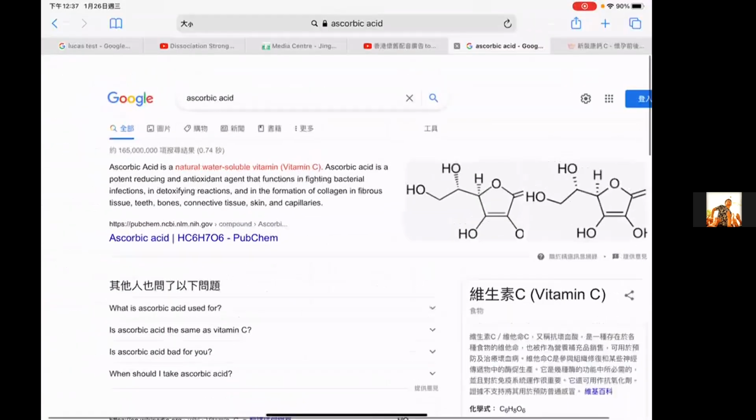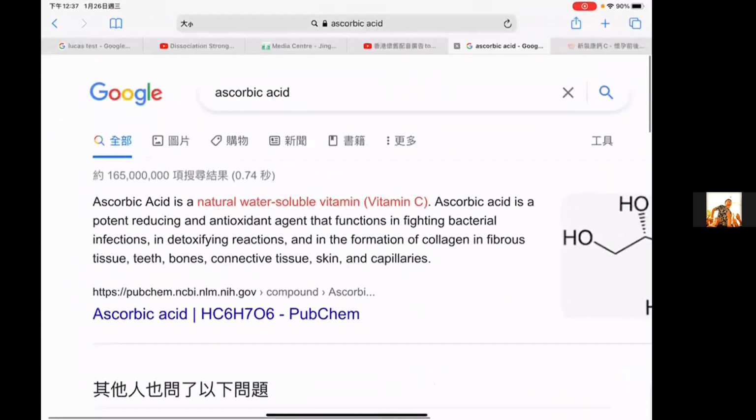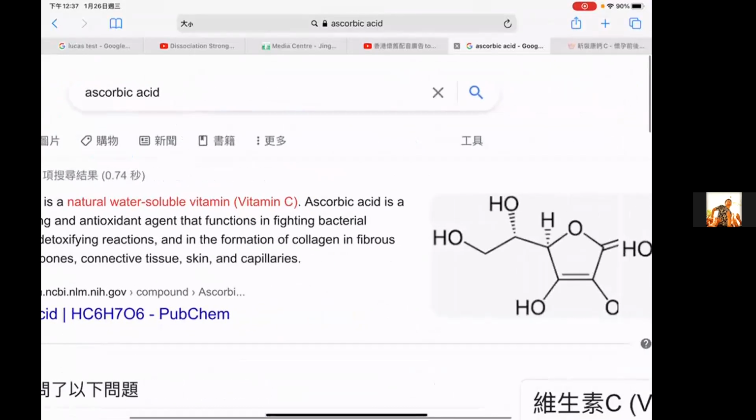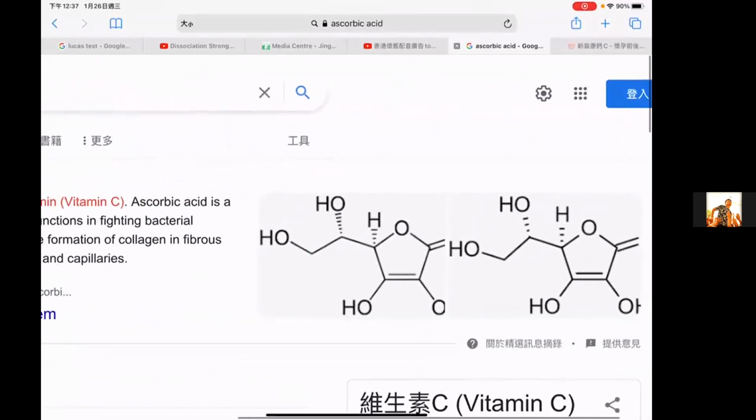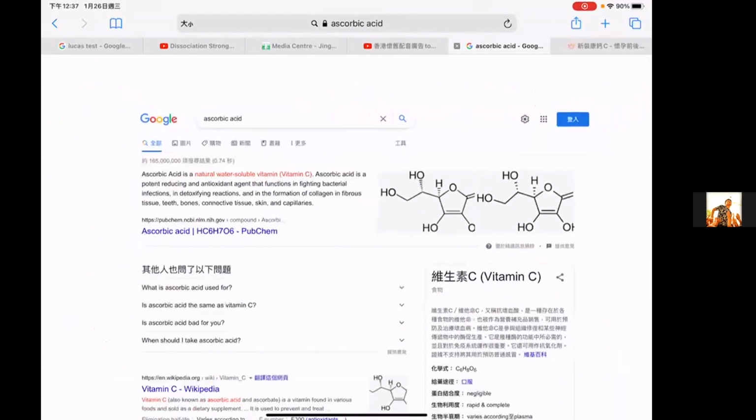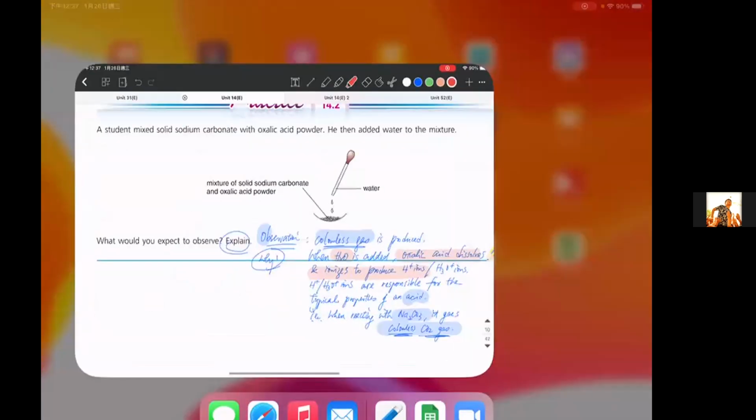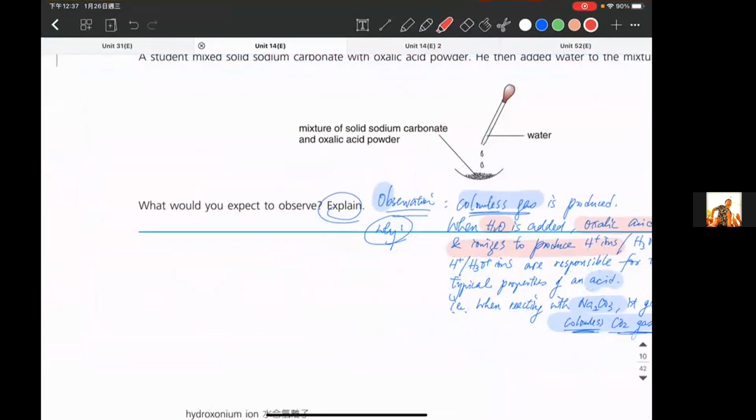So it is a water-soluble vitamin. Why is it water-soluble? Because of the formula. It's ascorbic acid. So this one, it is the chemical. So once it dissolves in water, what will happen? So it will produce what? Ascorbic acid dissolved in water. Dissolve in water to produce hydrogen ion. So we call that ionization.